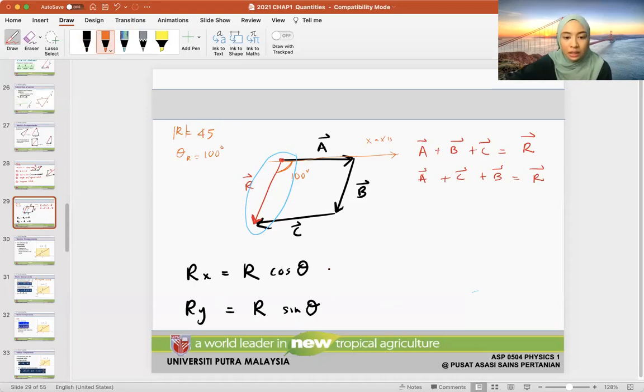Okay, so let's find out. Here our 100 degrees is below the x-axis, so it's a bit tricky, but that's okay, we'll just try first. So Rx is 45 cosine of 100, and the y component of R is 45 sine 100 degrees. Make sure your calculator is in degrees mode. Don't suddenly use radians, or the answer will be wrong.